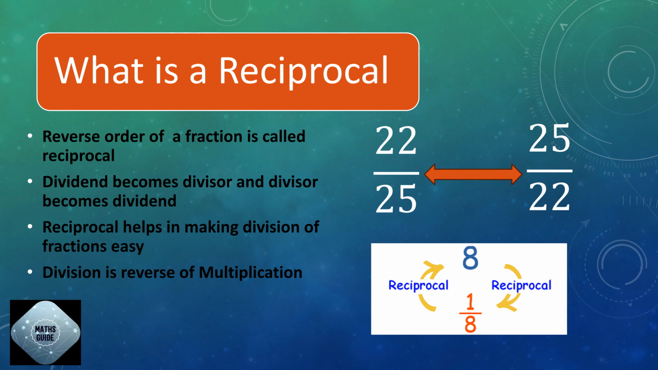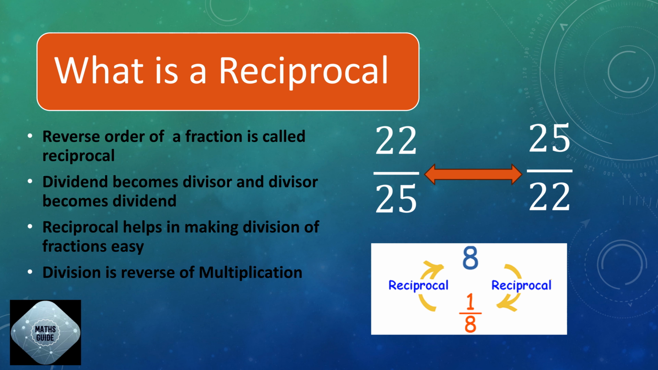We understood the concept with the help of a diagram, but obviously it is a time-taking method. To solve any division question mathematically, we must be familiar with the term reciprocal. We take the reciprocal to convert division problems to multiplication problems, and their solutions become simple. A reciprocal is the reverse order of a fraction, when dividend becomes divisor and divisor becomes dividend.